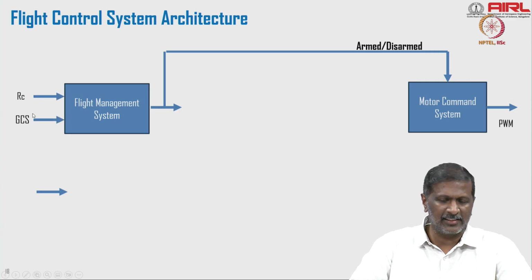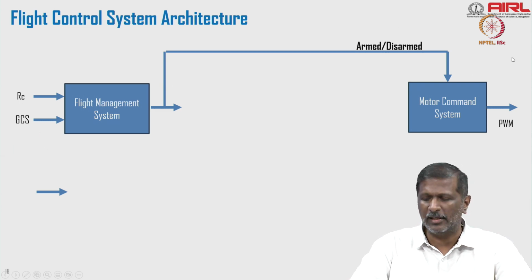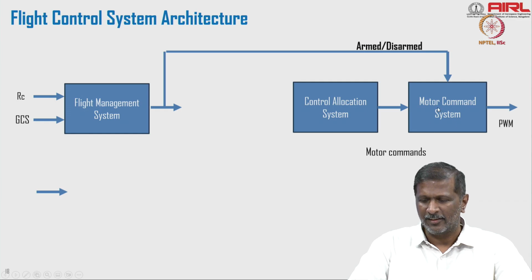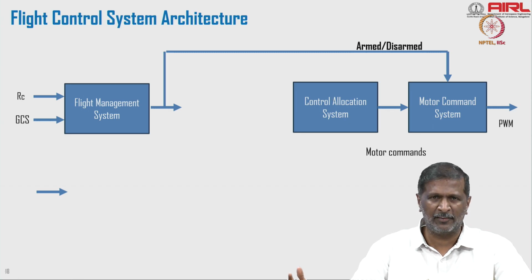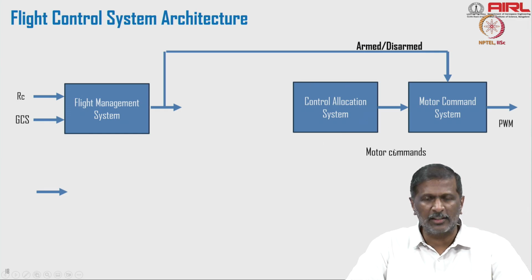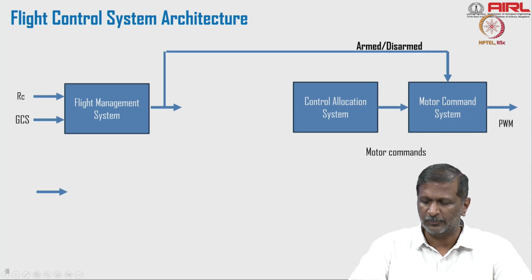So the RC can directly send the arm disarm signal, or the GCS can send the arm disarm signal to your motor command system. Then comes your control allocation system. Based on the architecture, based on the frame, how the physical system is built, the control allocation system produces motor commands, and the motor commands will be passed to the motor command system to produce PWM output.